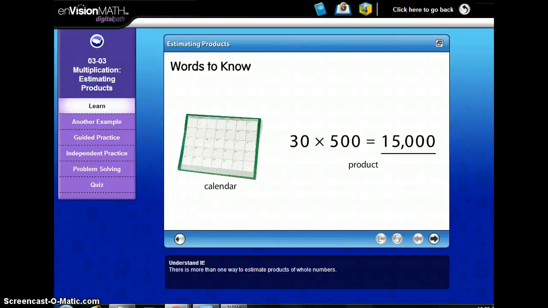All right, today we are going to use the skills that we learned from yesterday, and we are going to take those skills and estimate our numbers. So today our numbers aren't going to be quite as easy, but you're going to turn them into easy numbers.